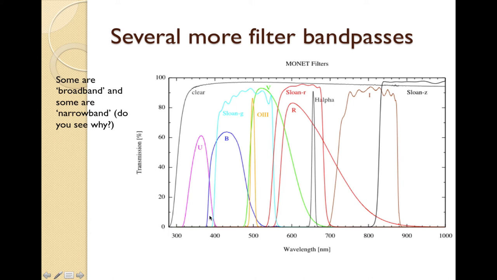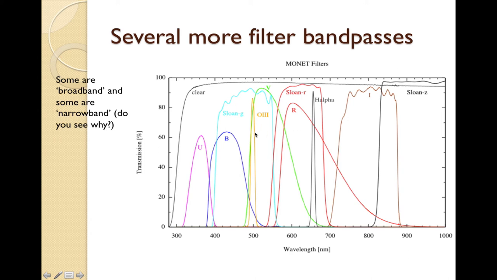You've got a U-band filter. Note it's really not flat at all. It doesn't rise as steeply as you would like. There's B, which also has a long tail. Here's an R filter, again, with a really long tail of a red leak. Here we have Sloan G and Sloan R and Sloan I, and Sloan Z.